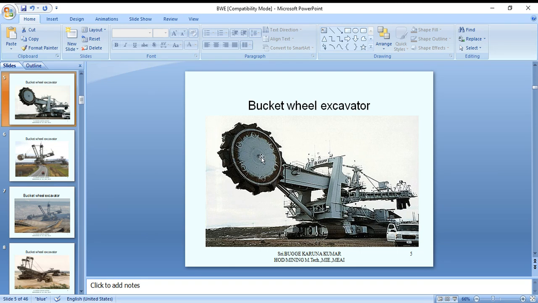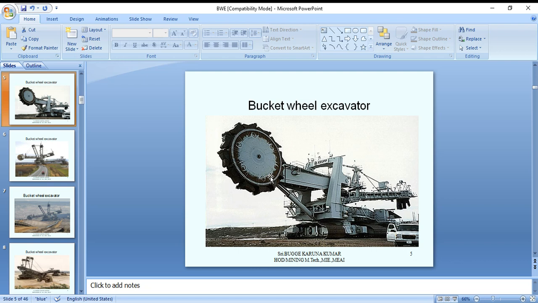The material will be centralized here. There are cell type and non-cell type wheels. From here, the material will be transported through the conveyor belt to reach the other end. So this is the basic principle behind the bucket wheel excavator.